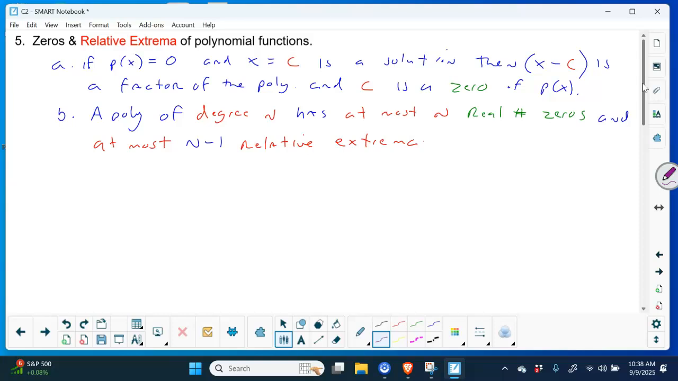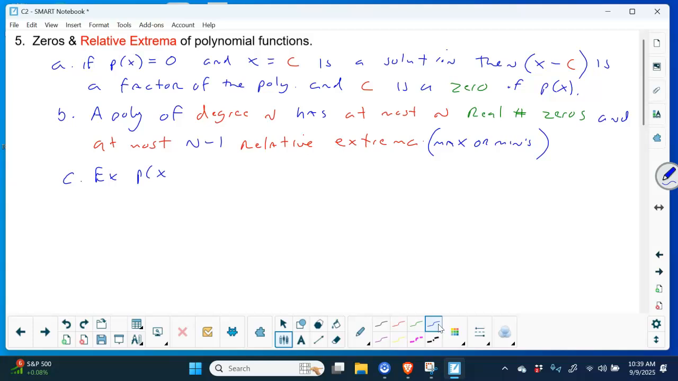When you get to calculus, we'll be able to find the values of those relative extrema. We'll be able to find the values of those maxes and mins. And I'm going to put that in right here. Relative extrema is maxes or mins, maximums or minimums. The places where the curve changes direction. Okay, C. Let's do an example.